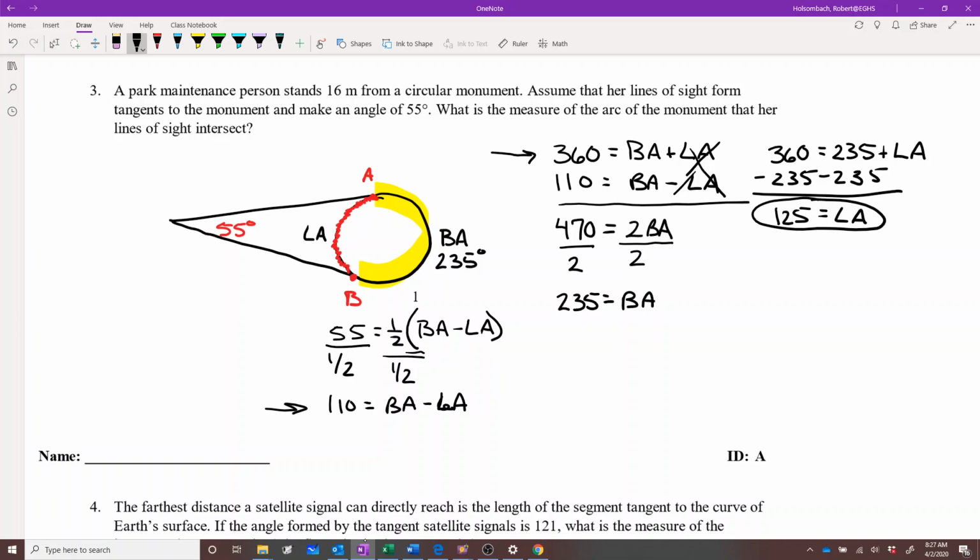What is the measure of the arc of the monument that our lines of sight intersect? So there it is, your little arc, 125 degrees. Be careful right here when you combine your big arcs. A big arc plus another big arc is two big arcs. Alright, just highlight that, mark it up, remember it. It's a very important topic.